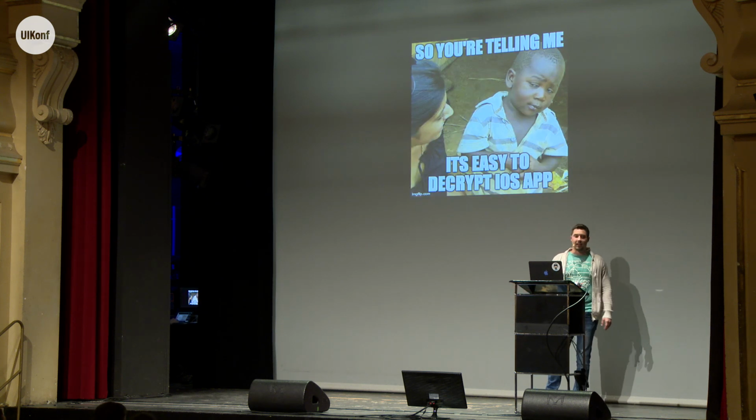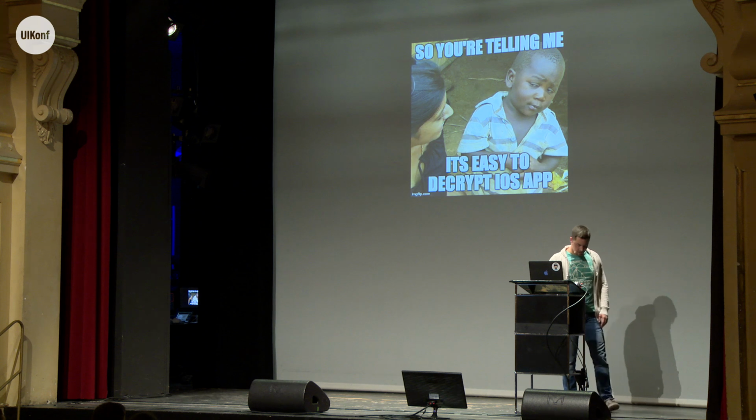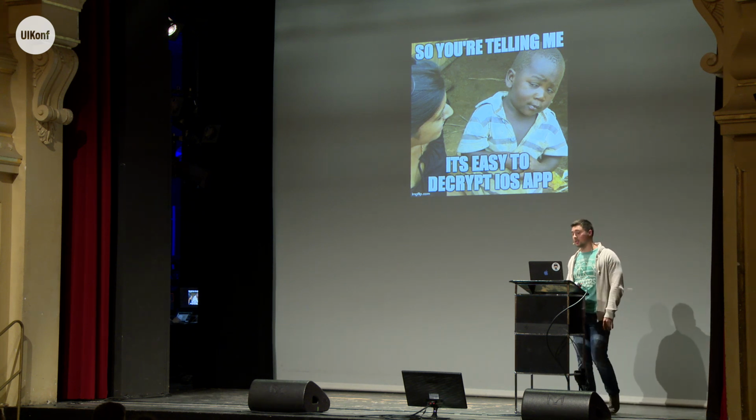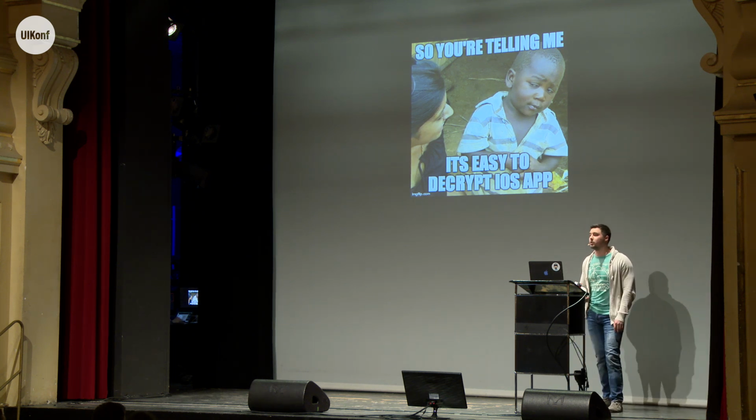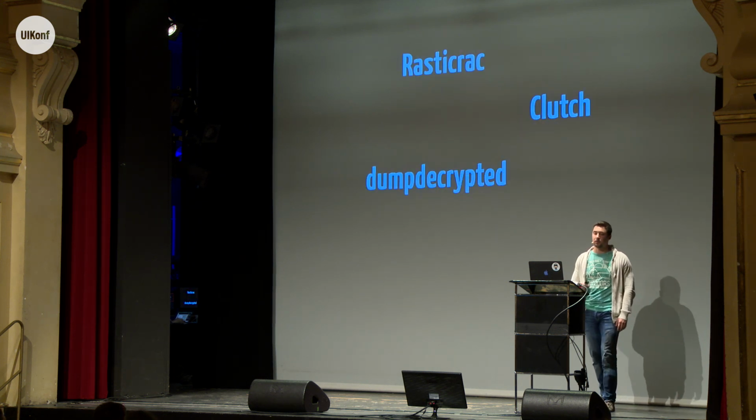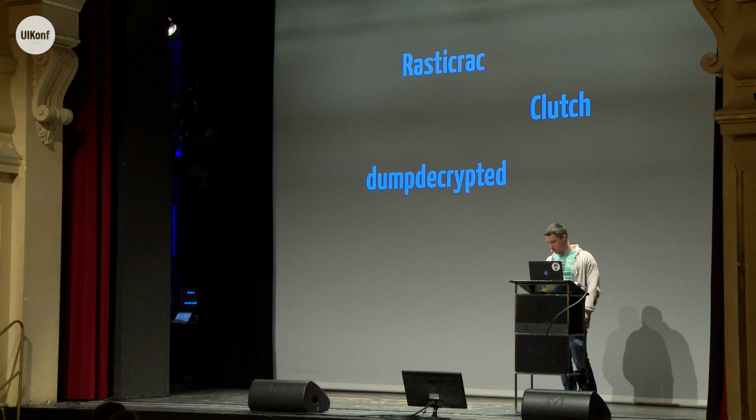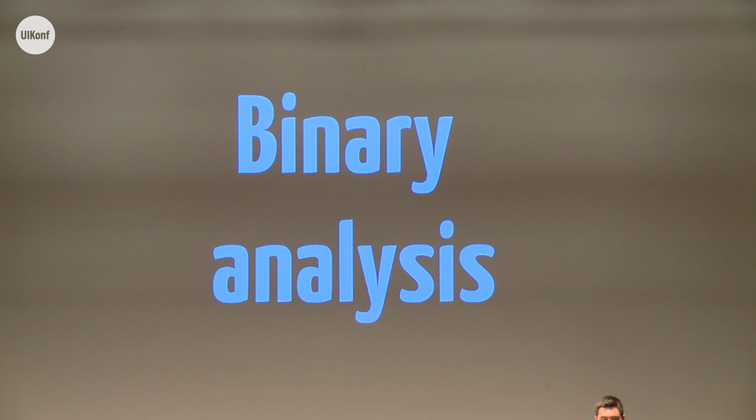As we see, it requires a lot of steps, and it's kind of a difficult task. Of course, there are tools that can help automate all these things, for example, Resticrack, Clutch, or dumpdecrypted. They will analyze the binary, attach a debugger, bypass ASLR, dump the binary, and patch the cryptid. So as a result, we get a fully decrypted binary that is ready for analysis.